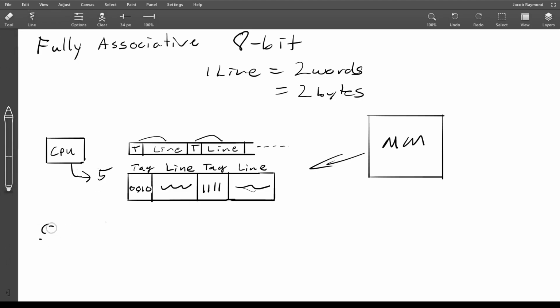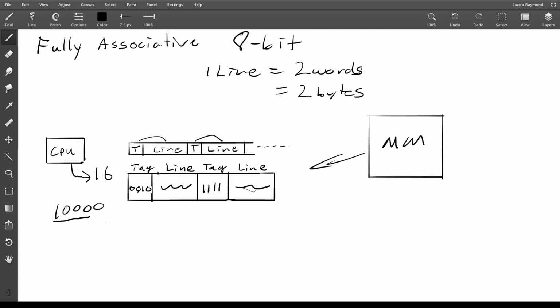Okay, so now let's say we access location 31. So 31 is just going to be 5 ones. So here we have a hit, right? So that means we'd access this one. We just return that data, don't have to interact with the main memory. And now let's say we access location 16, which is going to be that. So our tag is this.